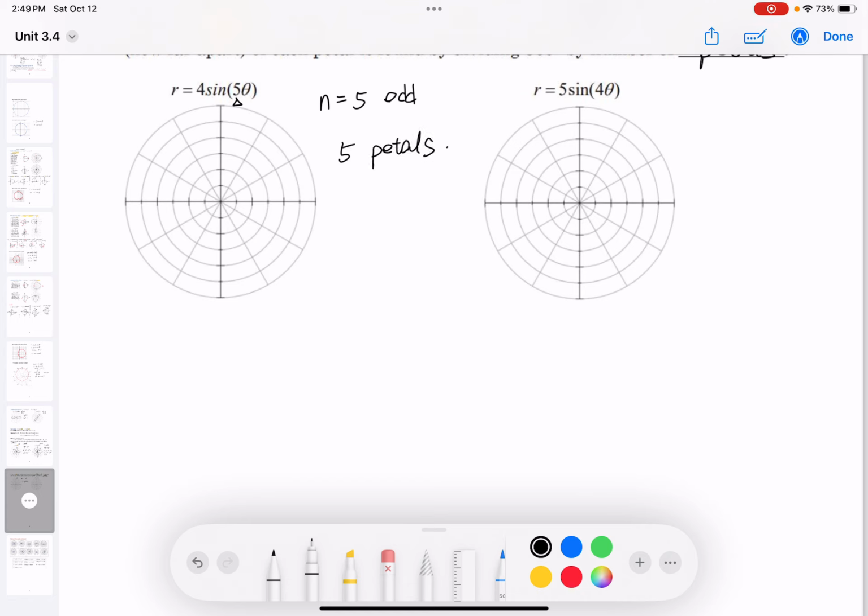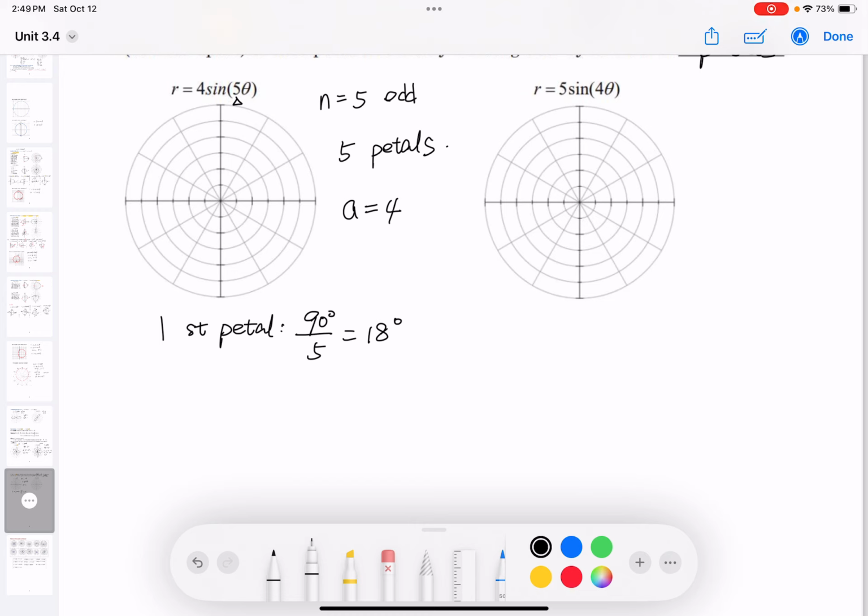And second, I want to see what my A in front of the sine is. A is equal to 4. That means from the pole to the tip of each petal is 4. So that's how long my petal is. And where is my first petal? It's not from 0 degrees. It's from 90 degrees divided by n, which is 5. So my first petal is starting from 90 degrees divided by 5, which is 18 degrees.